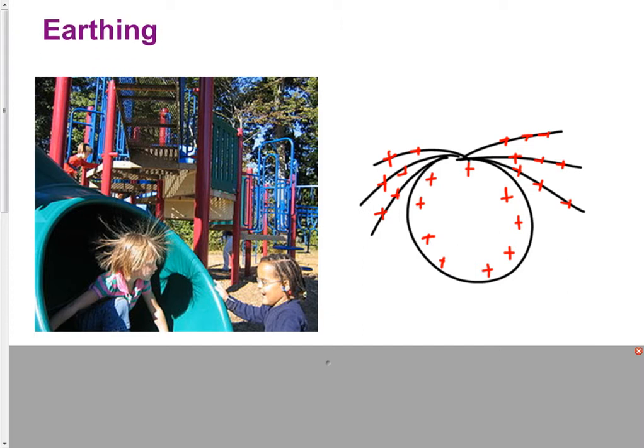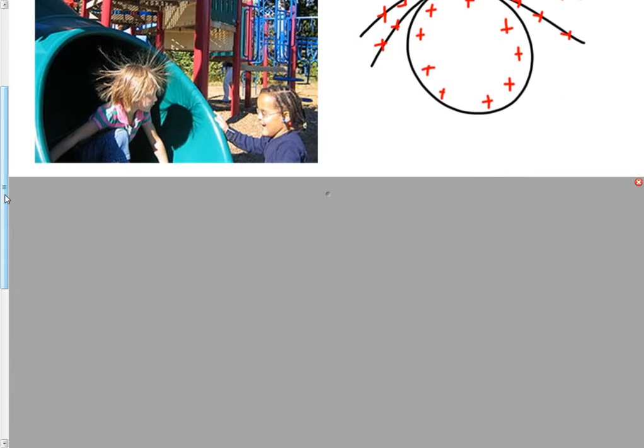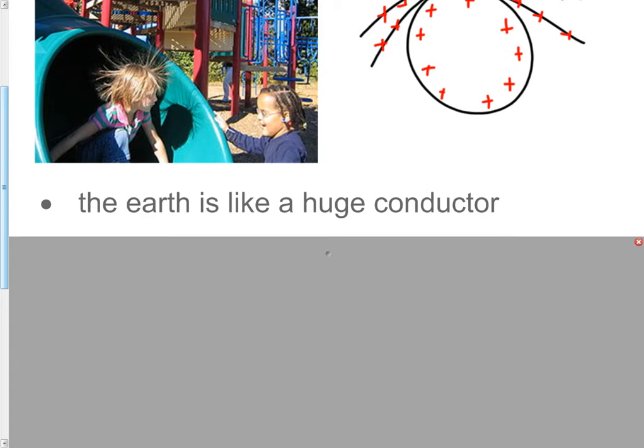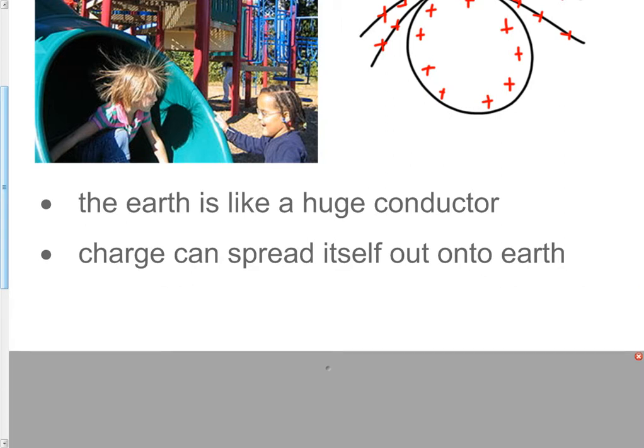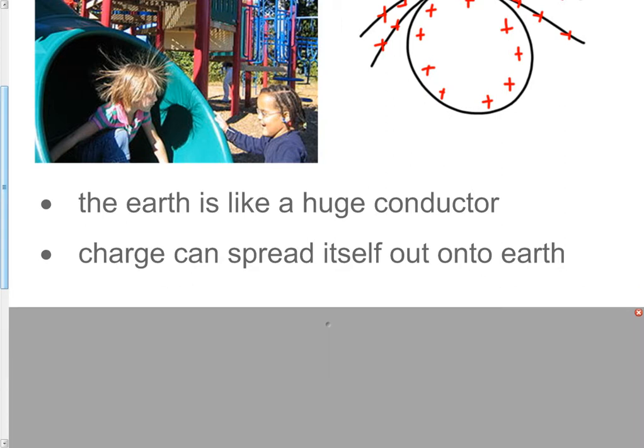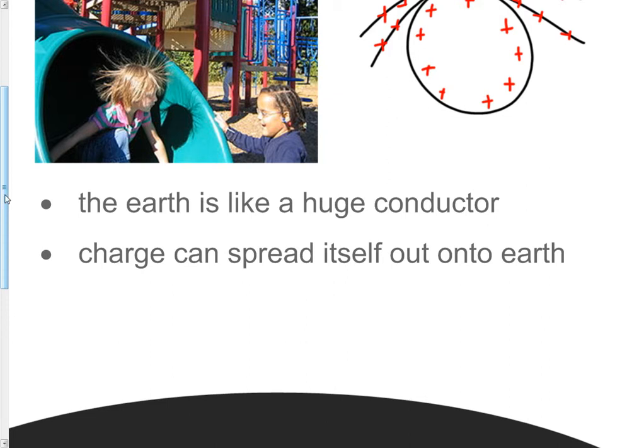So what's going to happen to this kid when they come off the slide and come in contact with the earth? Well, the earth is essentially like a huge conducting sphere. You might not think that the earth is a brilliant conductor, but it's really reasonable. So you can just think of the earth like a huge conducting sphere, and therefore charge can spread itself out onto earth. Just like on the slide before where we had two spheres brought together, the same thing can happen with the earth.